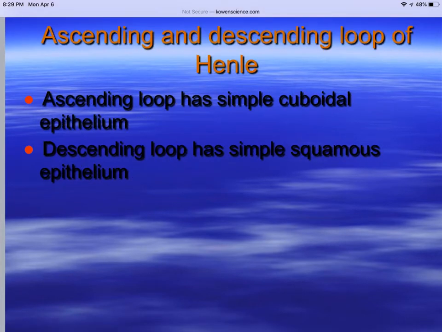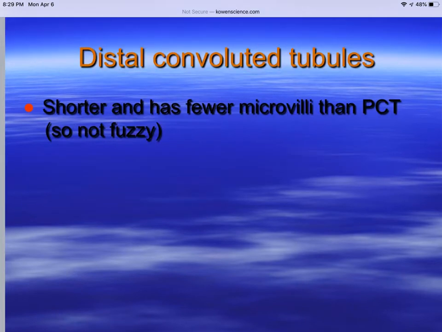The proximal convoluted tubule then enters into the descending loop of Henle, which is composed of simple squamous epithelium, and then it becomes the ascending loop of Henle, which has simple cuboidal epithelium. The ascending loop of Henle then becomes the distal convoluted tubule. The distal convoluted tubule is composed of simple cuboidal epithelium. However, the lumen, or the center of the donut, is not fuzzy because there is no longer absorption of material at this point.